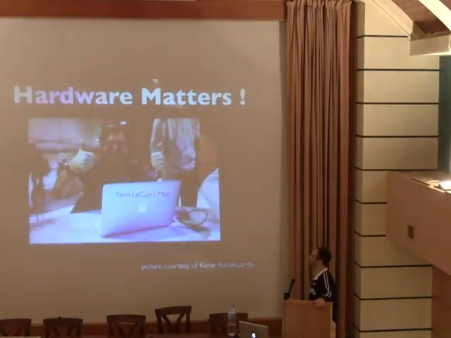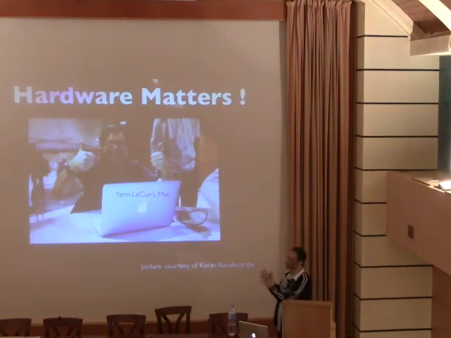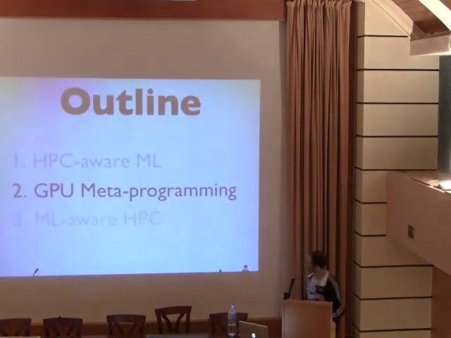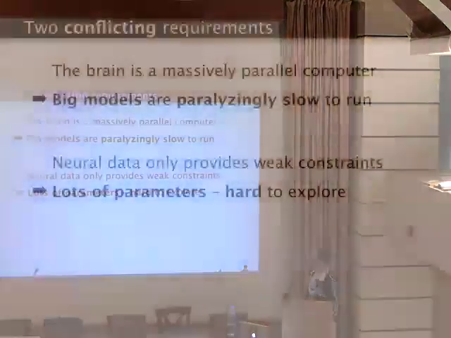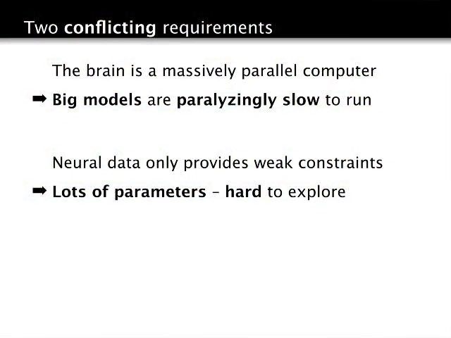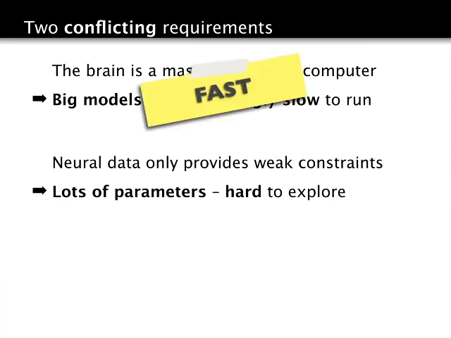Okay, let's talk about how we got this performance out of the metaprogramming part. So the brain is massive, 20 petabytes. Big models are really competing things. You want to have something fast to run them really quickly, to be able to explore them. But you also want them to be flexible, right? You want to be able to play around with the parameters.